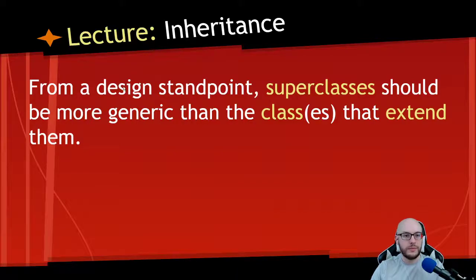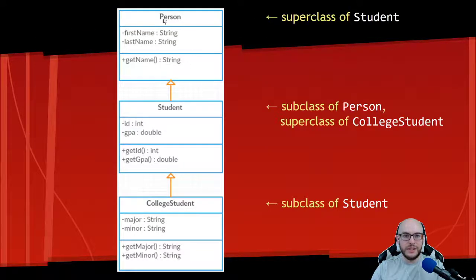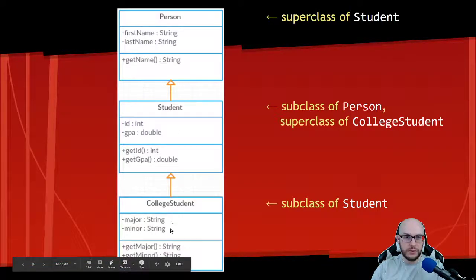Okay? From a design standpoint, superclasses should be more generic than the classes that extend them, right? Person is a much more generic class than student. Student is a much more generic class than college student.